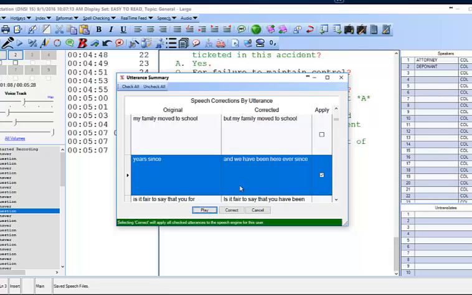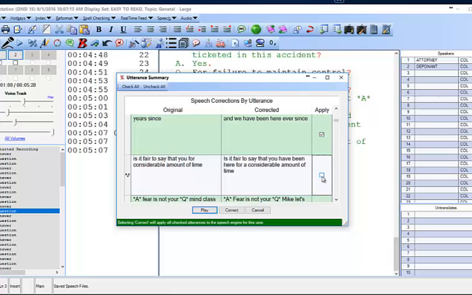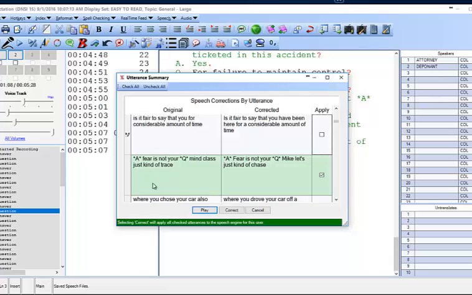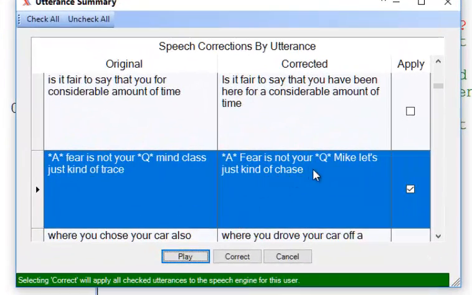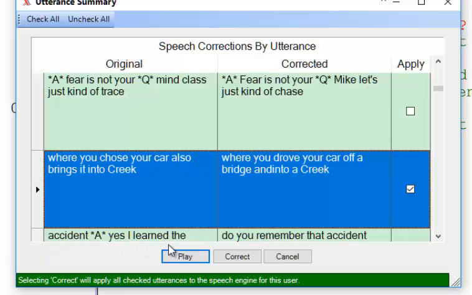And we've been here ever since. So is it fair to say that you've been here in Alabama for a considerable amount of time? This is obviously not correct, so I'm going to deselect it. Echo: Fairly familiar. Hugo: Mike, let's just cut to the chase. This is also incorrect. When you drove your car off a bridge and into a creek. This is incorrect because a space is needed here.